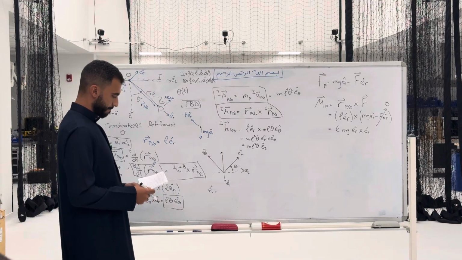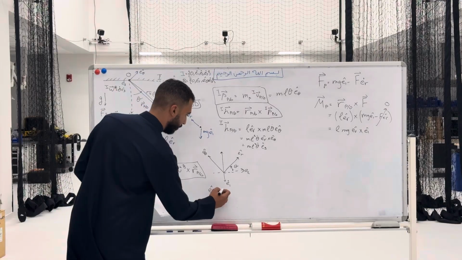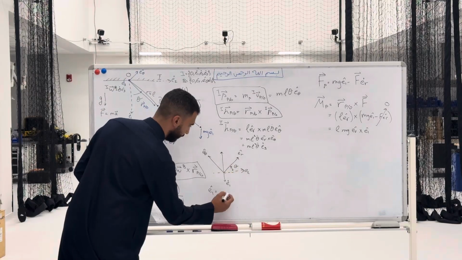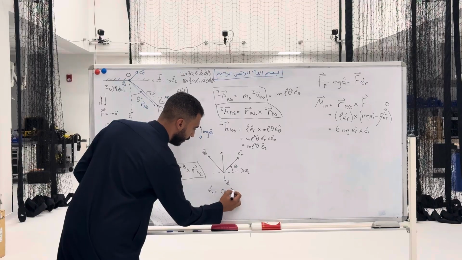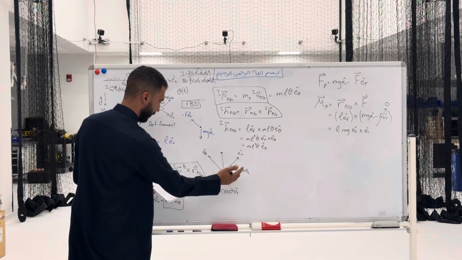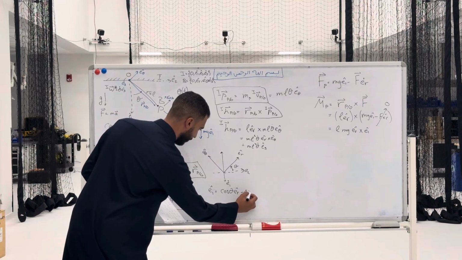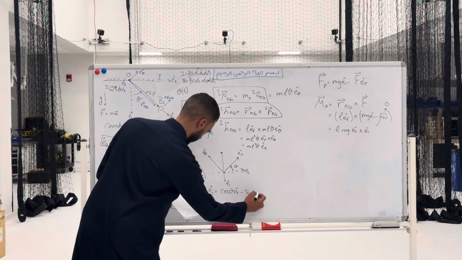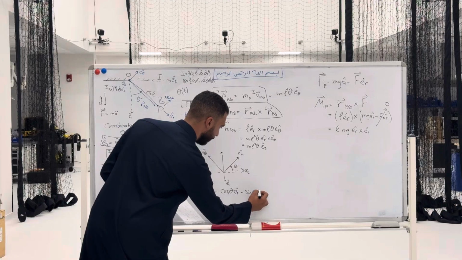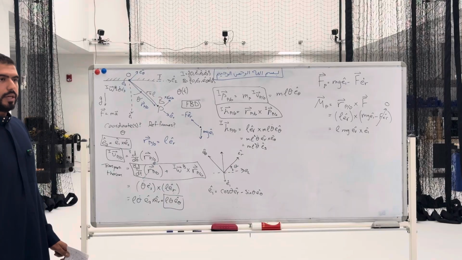Minus cosine theta. Let's get, so we can do cosine, right? So cosine of theta in the positive, and it's minus sine theta of the E theta. Does this make sense to everyone?